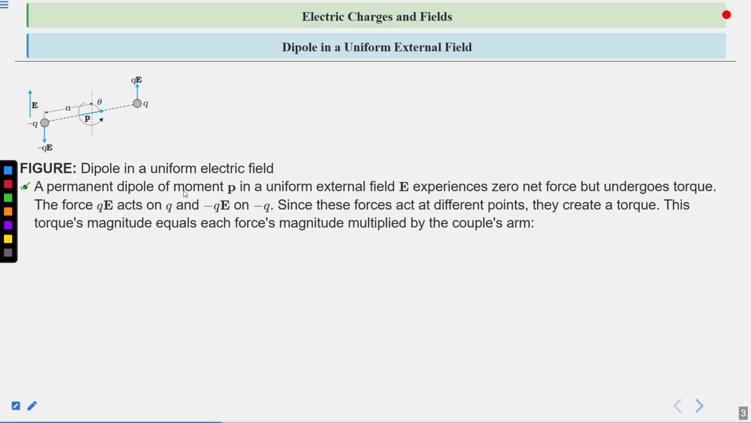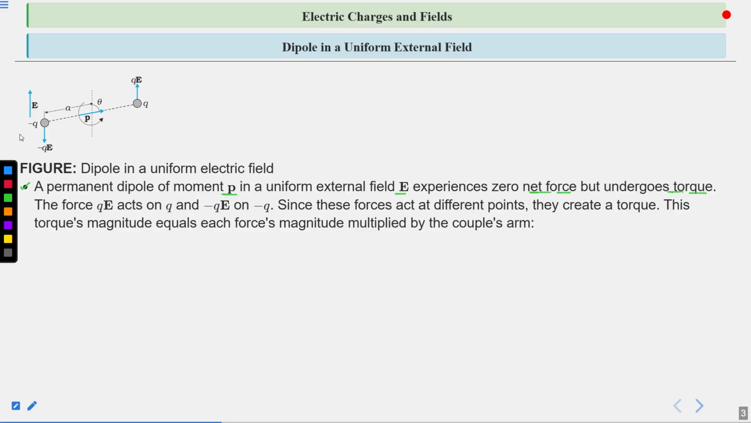A permanent dipole of moment P. P is the dipole moment. The relation of P and q is P equal to q into 2a. So this is the formula to calculate the dipole moment. So P, in a uniform external field E, experiences zero net force but undergoes torque. It means what?